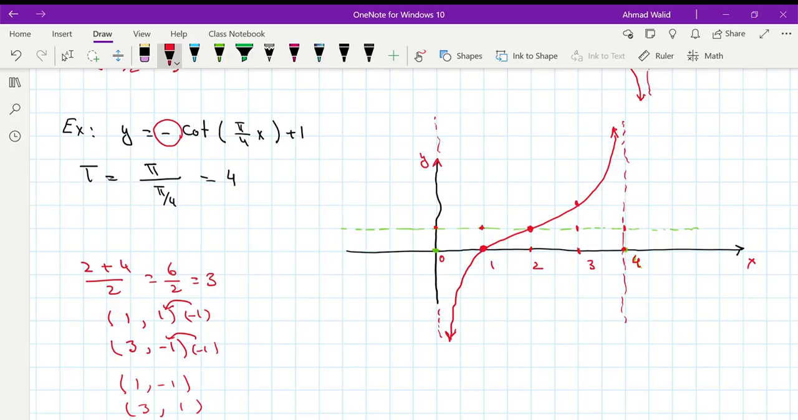In the next lecture, I will cover section 4.4, which is graph of secant and cosecant, and at the end, I'll do phase shift for you for tangent, cotangent, and secant and cosecant.